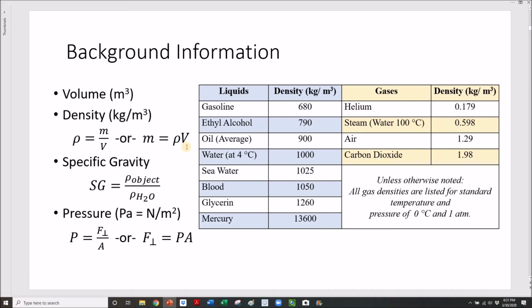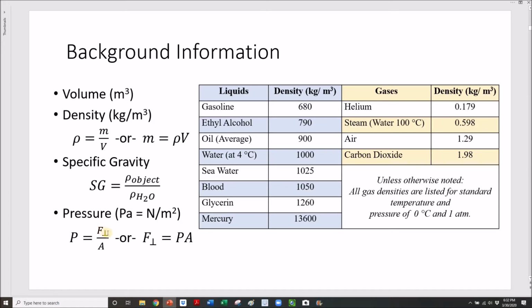So for a liquid, a lot of times we'll know the density of the fluid and we'll know the volume that it takes up. So we can multiply those together to get the mass. Remember pressure, our units are pascals, which is newtons per meter squared, which is a tiny unit, so we'll end up with a large number for pascals a lot of times.